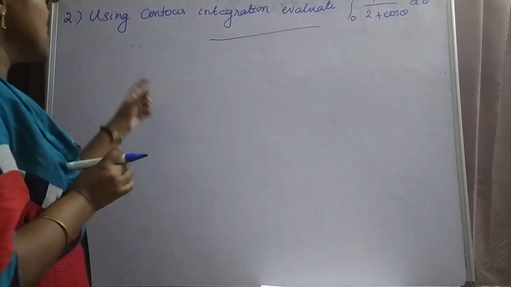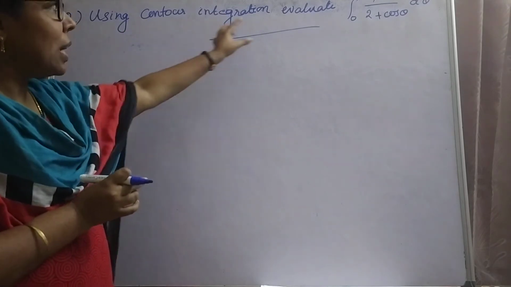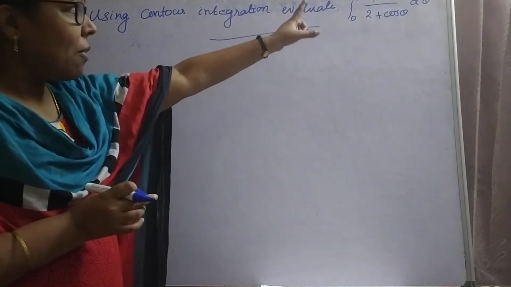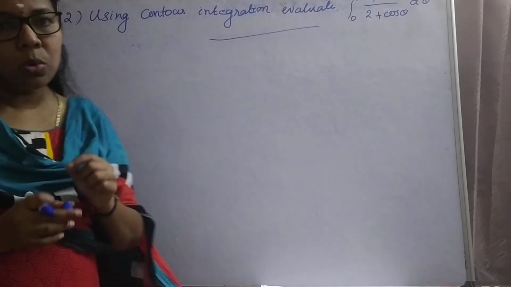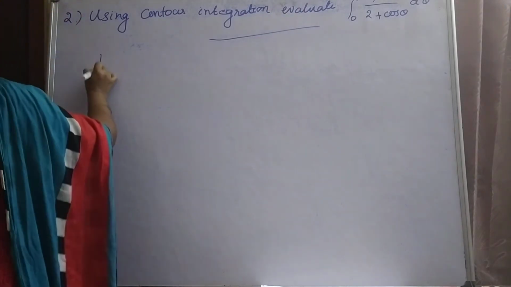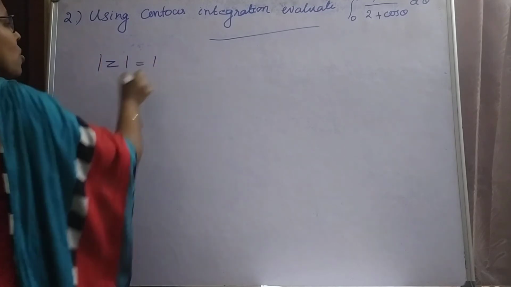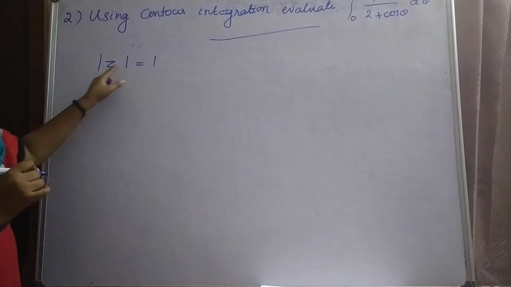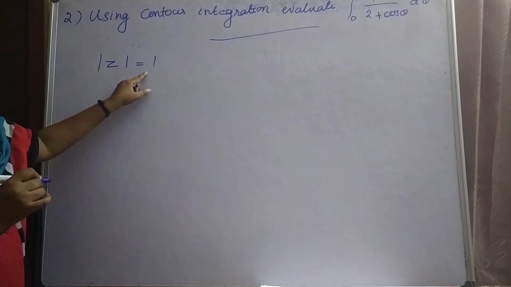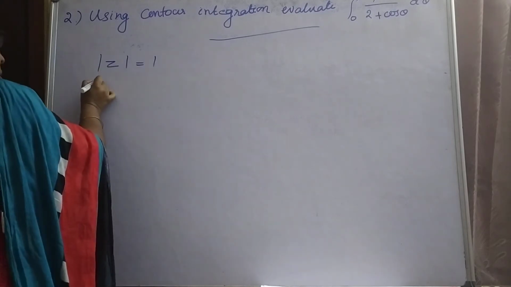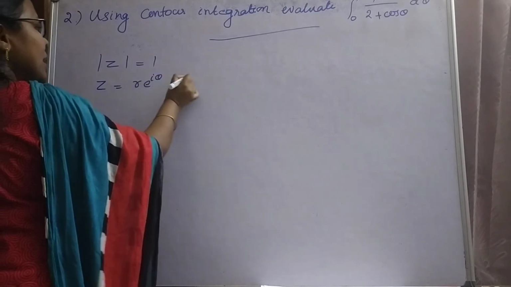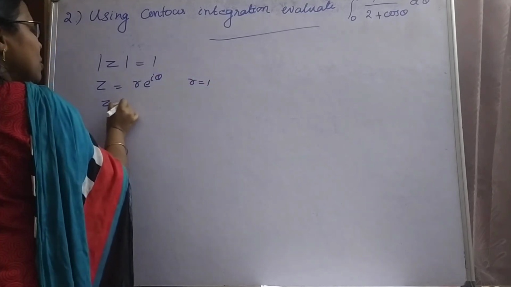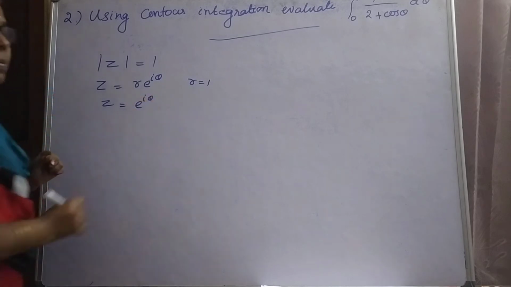Our second problem is: using contour integration, evaluate integral 0 to 2 pi 1 by 2 plus cos theta d theta. First consider the contour C, mod z equal to 1. Mod z equal to 1 is a circle with center 0, 0 and radius 1. Here the polar form of z is r e raised to I theta. Here radius is 1. Therefore z equal to e raised to I theta.